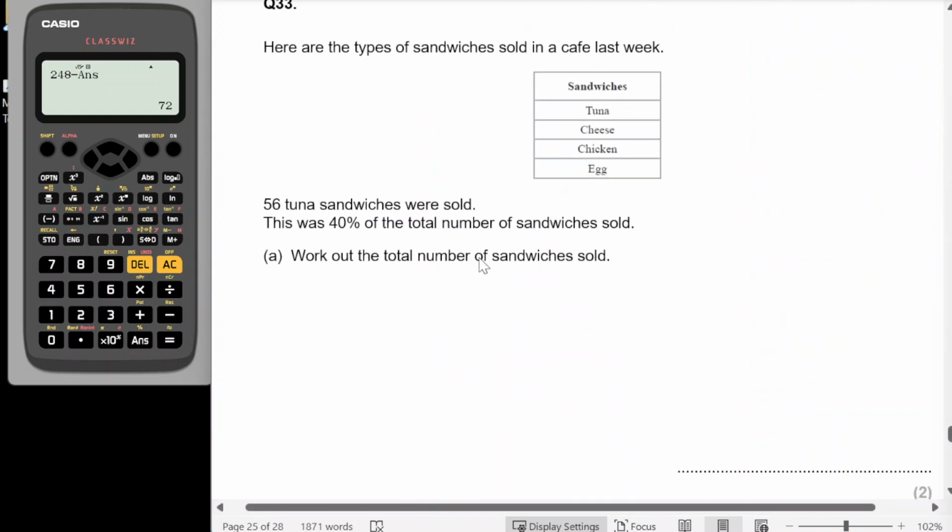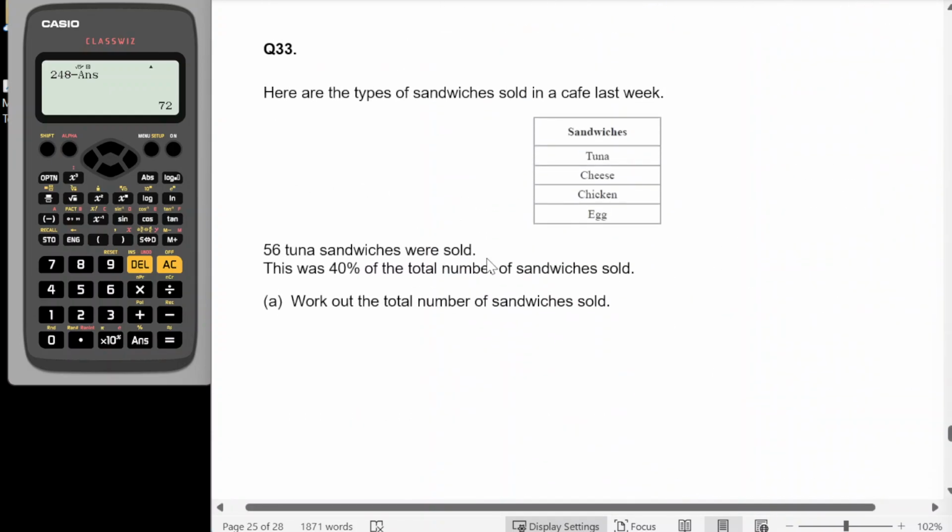Okay, question 33. Here are the types of sandwiches sold in a cafe last week. Tuna, cheese, chicken, egg. 56 tuna sandwiches were sold. This was 40% of the total number of sandwiches sold. Work out the total number of sandwiches sold.